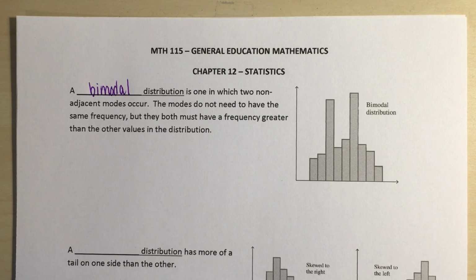The modes do not need to have the same frequency, but they both must have a frequency greater than the other values in our distribution. So remember, modes occur at high frequencies. So these aren't right next to each other. We have two separate modes here.